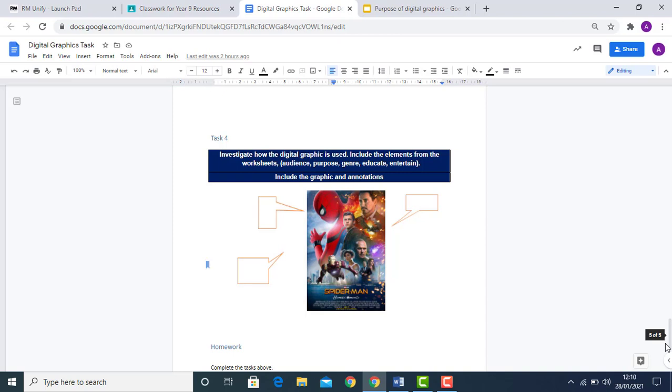Okay, your next task is to have a look at this poster here. I would like you to annotate this poster. That means label this poster with examples of how it is used to attract the audience. So you could talk about educate, entertain, promote, inform, or advertise. Once you've completed the task, you can hand in your worksheet.